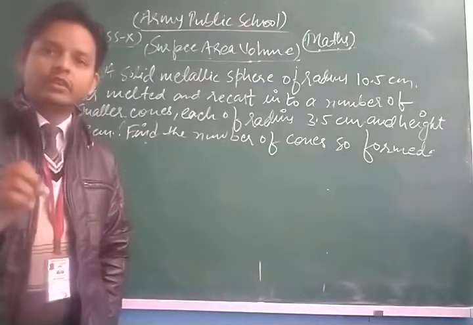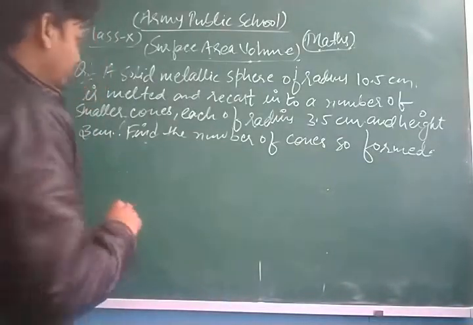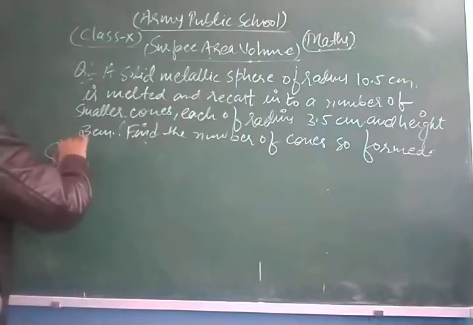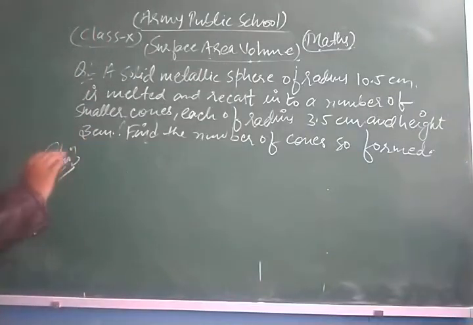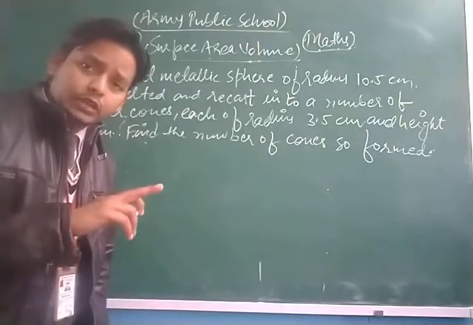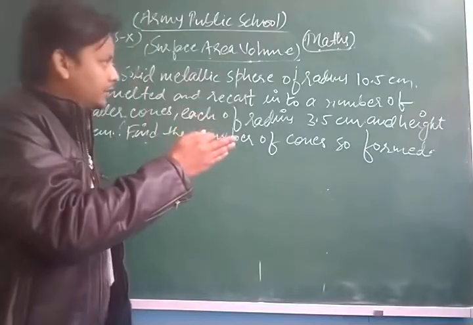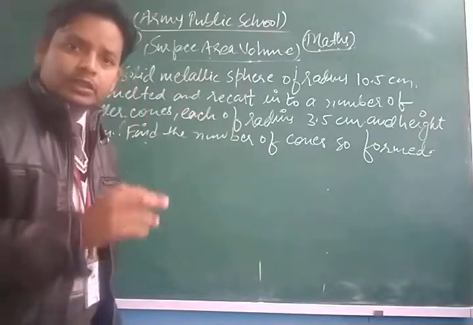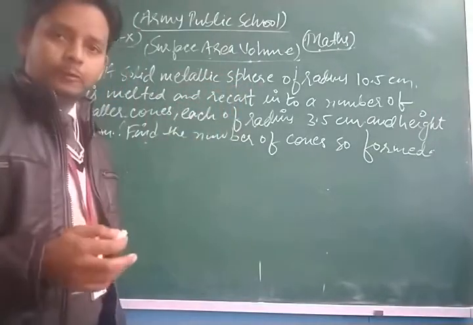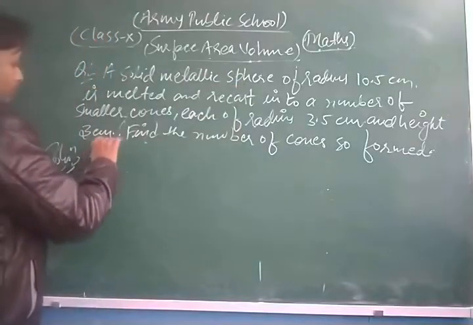Dear friends, this is a very important question based on this topic. Now let's see its solution. First of all, dear friends, this question is based on the conversion of solids, one type of solid converted into another type of solid. Now look, here a solid metallic sphere of radius 10.5 centimeter is converted into smaller cones. In that condition, let n be the required number of cones.